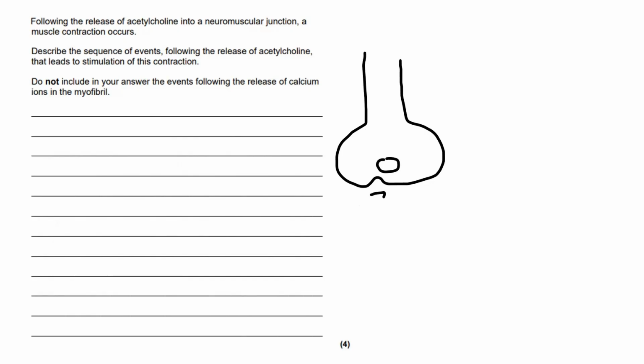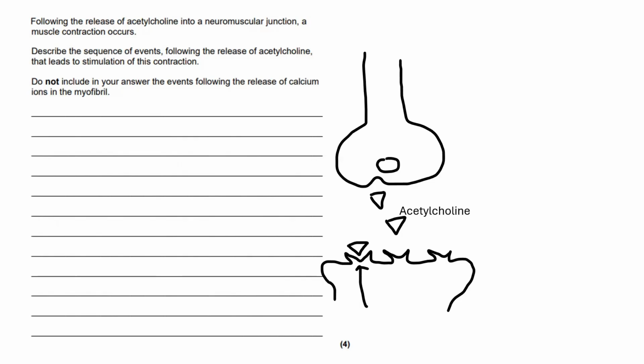They want to know what happens after. This is my little triangle. That's my acetylcholine. They want to know what happens after that is released into the synaptic cleft. Okay, so we've got our acetylcholine being released into the synaptic cleft. So how are you going to describe what happens next? So the first marking point, acetylcholine binds to receptors on the sarcolemma.